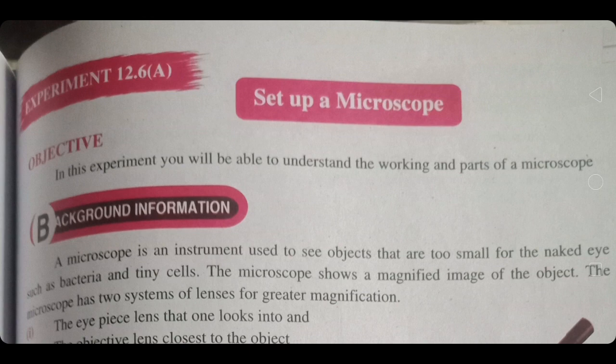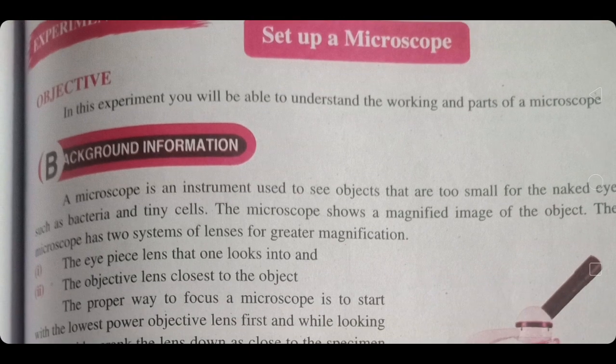Today, our practical is to set up a microscope. In this experiment, you will be able to understand the working and parts of the microscope. Students, as you know, the microscope is an instrument that is used to see objects that are too small for the naked eye, such as bacteria and tiny cells. The microscope shows a magnified image of an object.